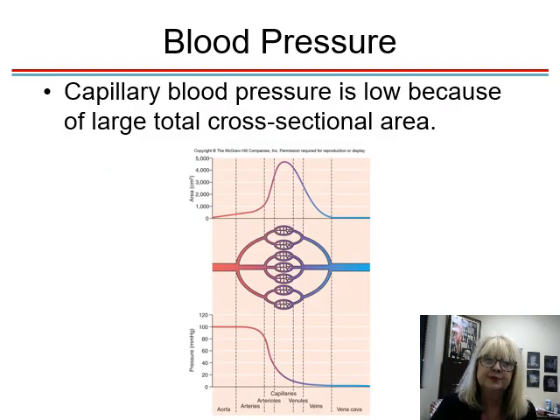And the capillary blood pressure is low because of a large total cross-sectional area that you can see here in the middle.